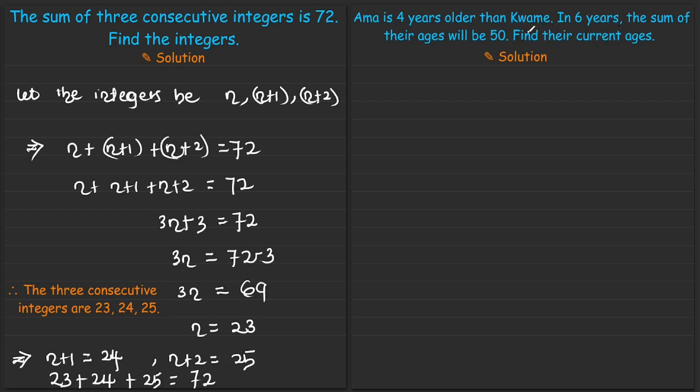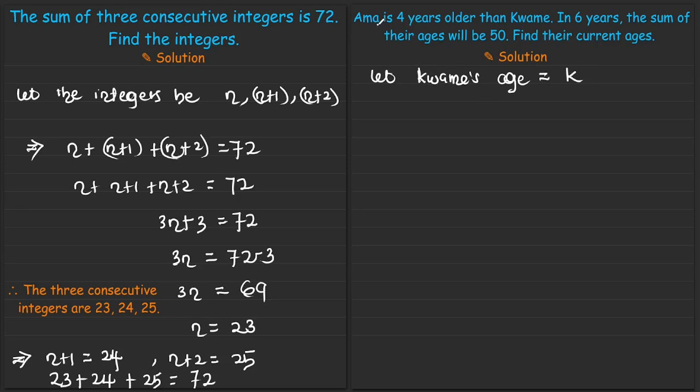In 6 years, the sum of their ages is going to be 50, and you have to find their current ages. So we have to define our variable. So first of all, I'm going to let Kwame's age be k. So let Kwame's age be equal to k.